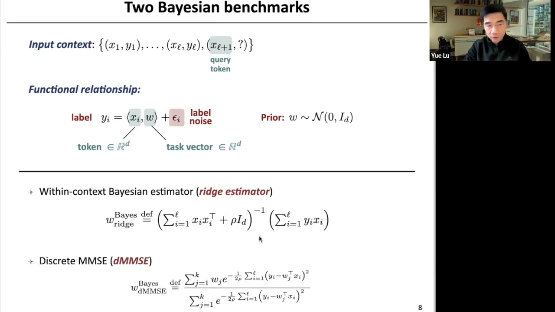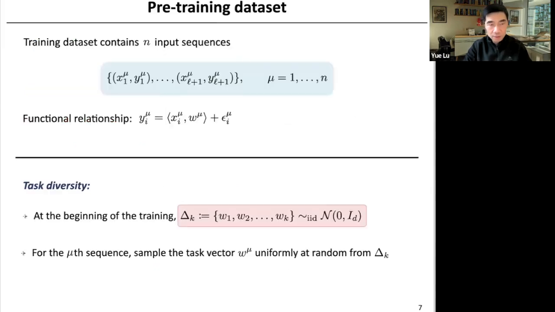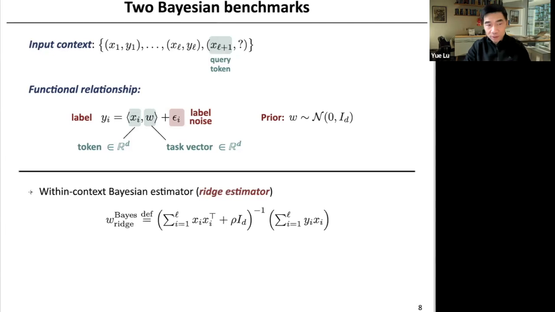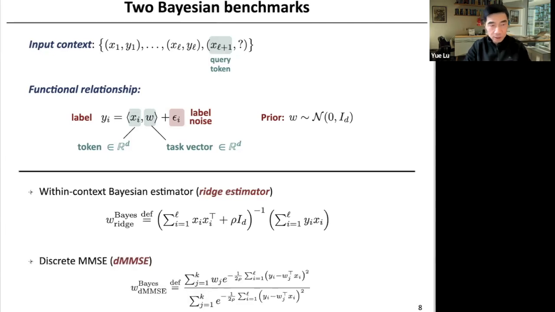Another benchmark is the following. Because in our setting, we assume that in the pre-training data set we only have a finite number of different task vectors, omega 1 to omega k. Suppose the neural network has been specialized to these k different task vectors, then we can consider this discrete MMSE estimator. That is still going to be a Bayesian optimal estimator, but the prior is not the true prior, which is a Gaussian distribution. The prior is just going to be a discrete distribution supported on these k different task vectors that we have provided in the pre-training data set. Okay.